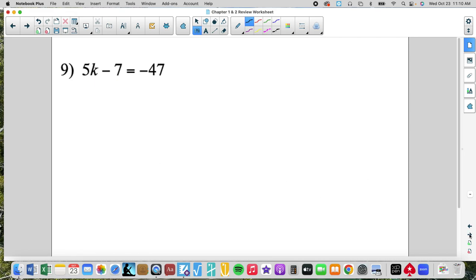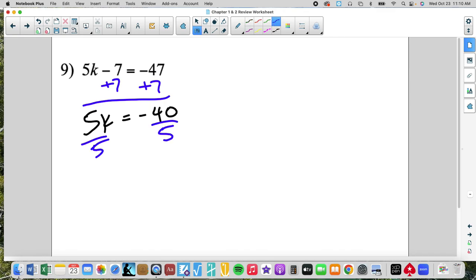Now we are at two-step equations. We get rid of things being added and subtracted first. That leaves me with 5k equals negative 40. We'll divide by 5. And k equals negative 8.